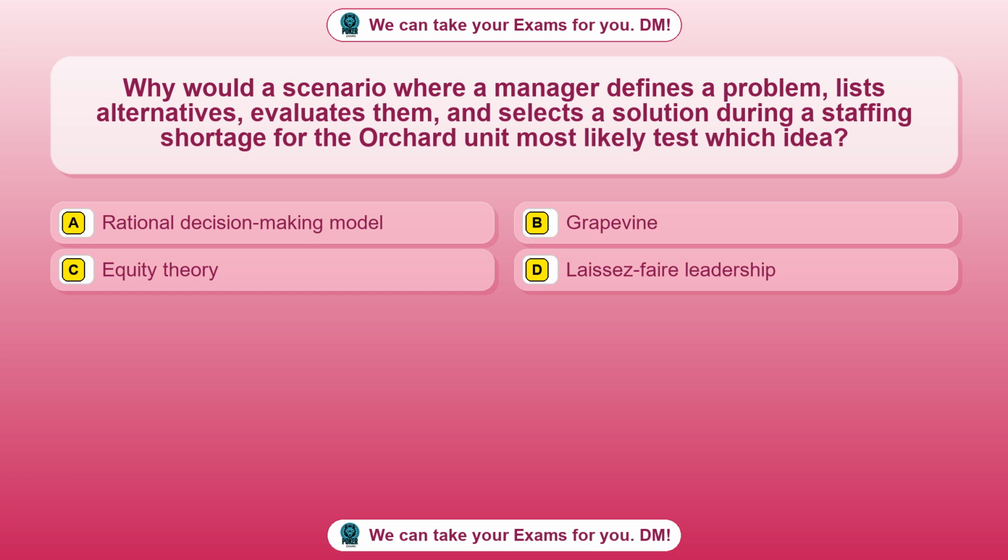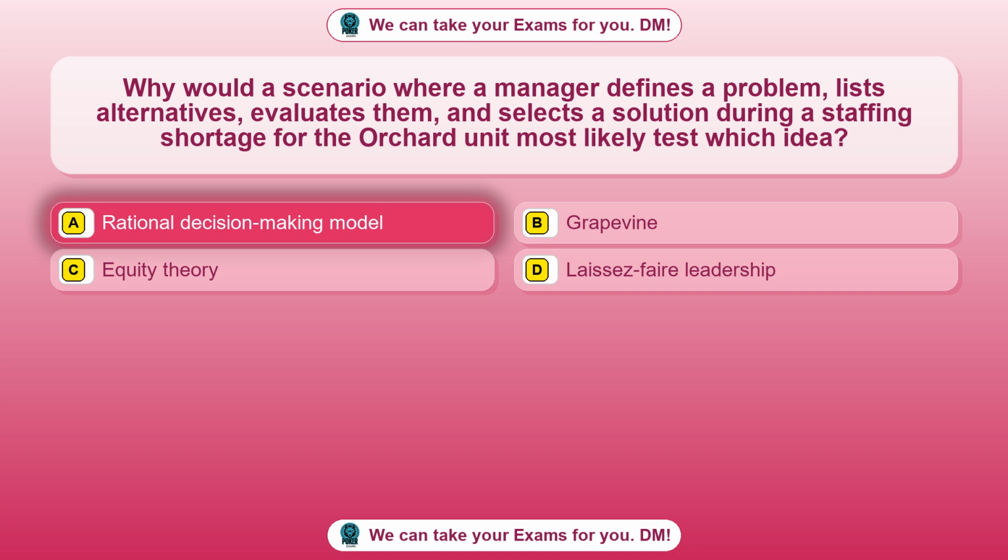Question 56. Why would a scenario where a manager defines a problem, lists alternatives, evaluates them, and selects a solution during a staffing shortage for the Orchard unit most likely test which idea? Option A, rational decision-making model. Option B, grapevine. Option C, equity theory. Option D, laissez-faire leadership. The correct answer is option A, rational decision-making model.